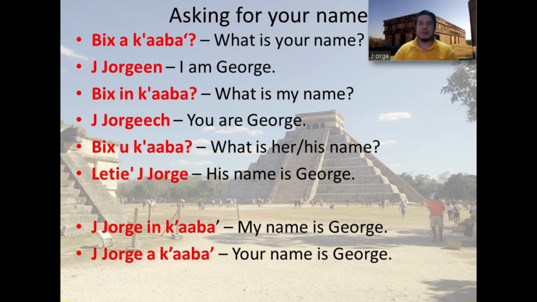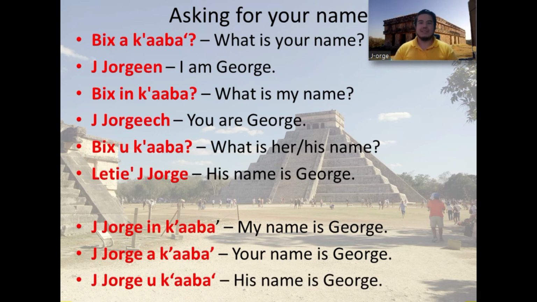which means your name is George. Again, the morpheme A represents second person singular, and the verb kaba, which means to be called. Jorge Akaba, which is like Jorge, you named, or you are named. Then we have Jorge Ukaba, which means his name is George. Again, in this case we have the morpheme U between the name and the verb to be called, which represents the third person singular.